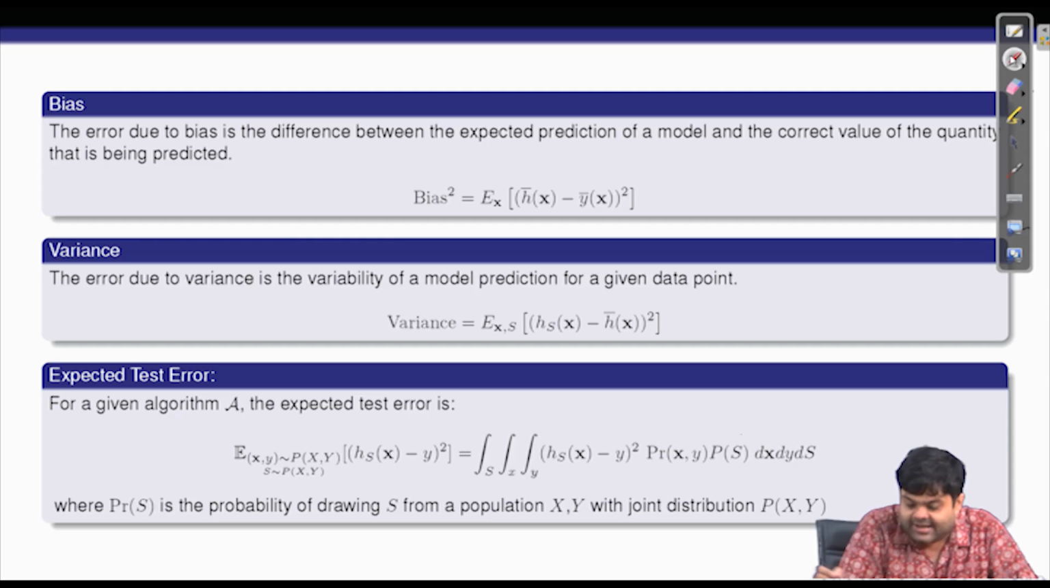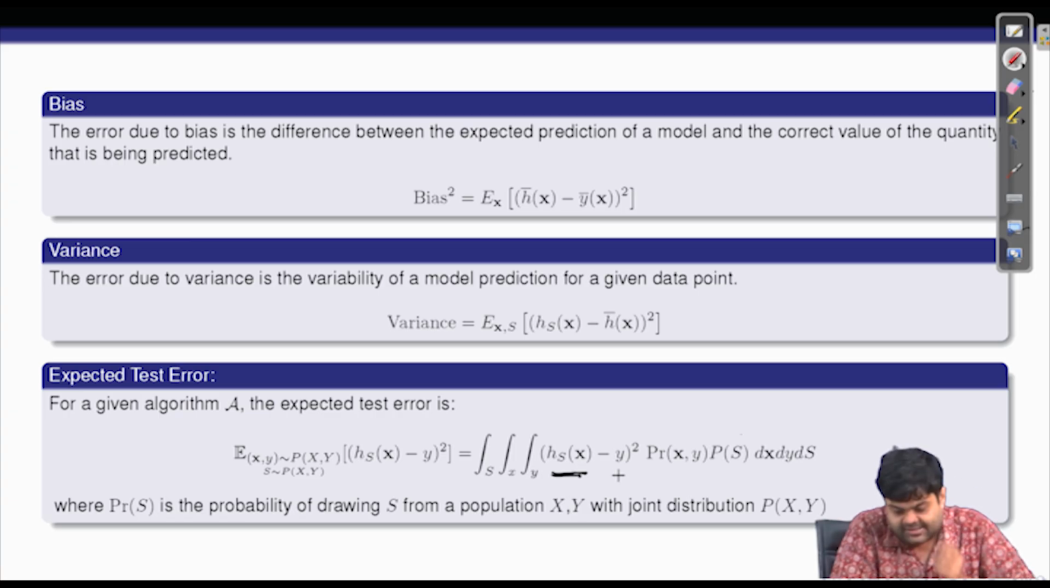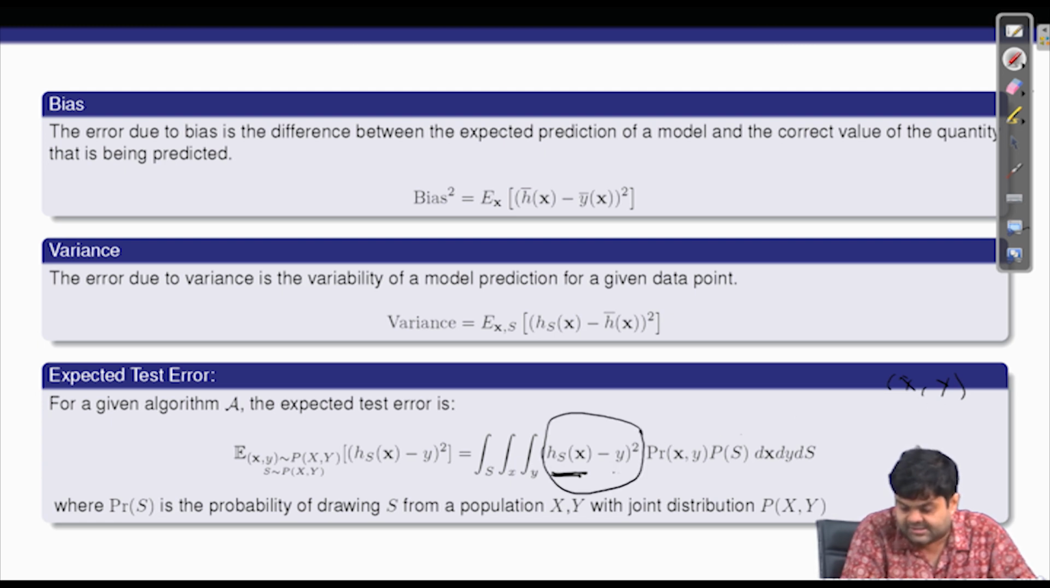And finally, the grand error we were talking about. This is the predicted value for a particular x. If you take a population point xy, for a particular sample S, this is the predicted value for y and this is the actual value for y. You take the squared difference and integrate over the whole population and all possible samples. This is the grand error.